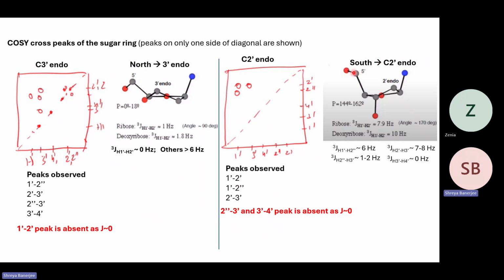For the south, that is the endo conformations, you have 3 prime 4 prime coupling 0 and 3 prime 2 double prime coupling is very small. It's 1 to 2 hertz. So this is also not observed. For the other three, coupling 6 hertz, 7 to 8 hertz and 10 hertz, these three you will observe. So 1 prime 2 prime and 2 double prime, these two peaks, and 2 prime 3 prime, that is this peak. So these are the peaks that you will observe for the C2 prime endo or south conformations.